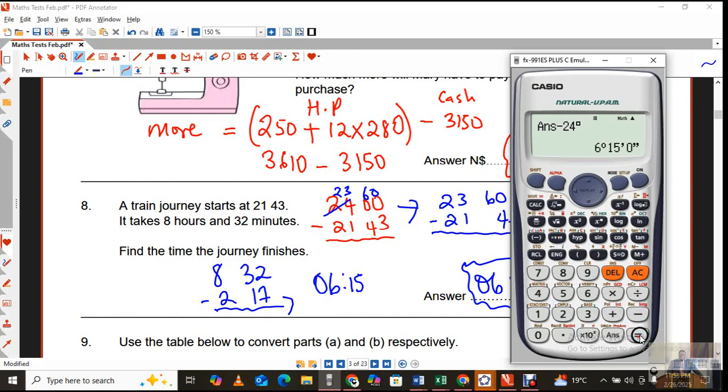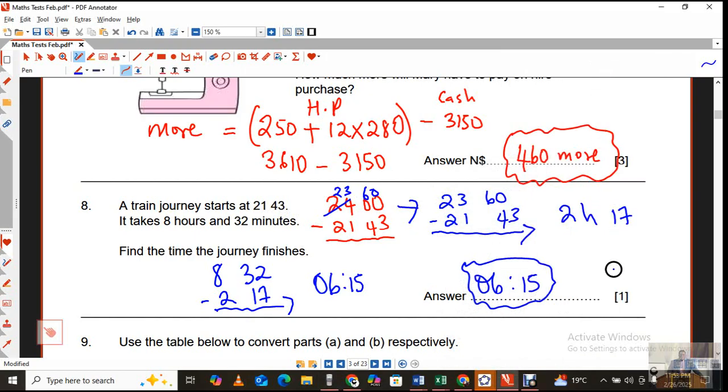And the moment I do that, I have got my time here, which is 6 hours, 15 minutes. But then we're asking what time, so you're going to write it as 6 dot 15 or 0615, and then you can say AM. The 24-hour clock, that's how we write it. Or you can say 6 dot 15, and here you must now indicate AM.